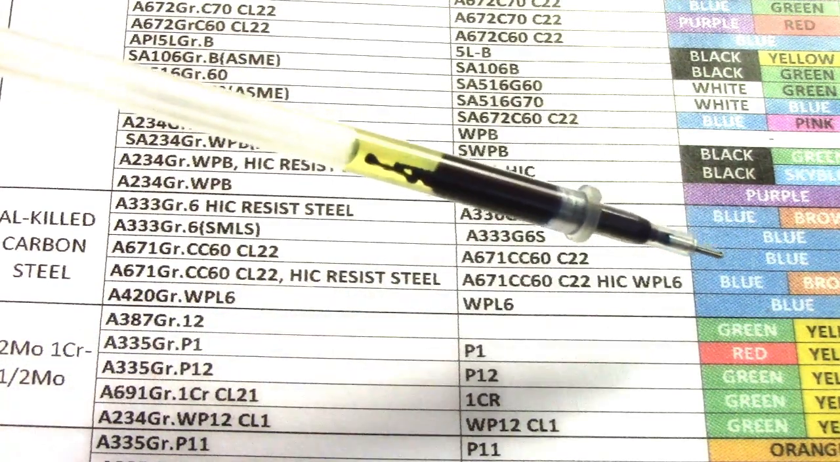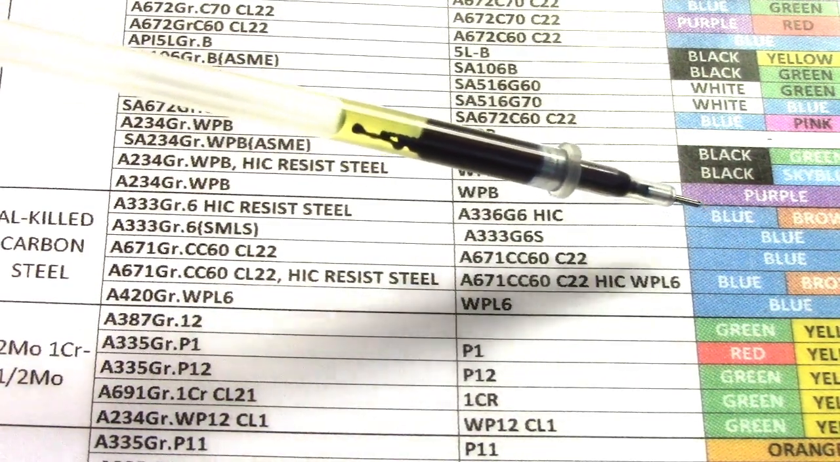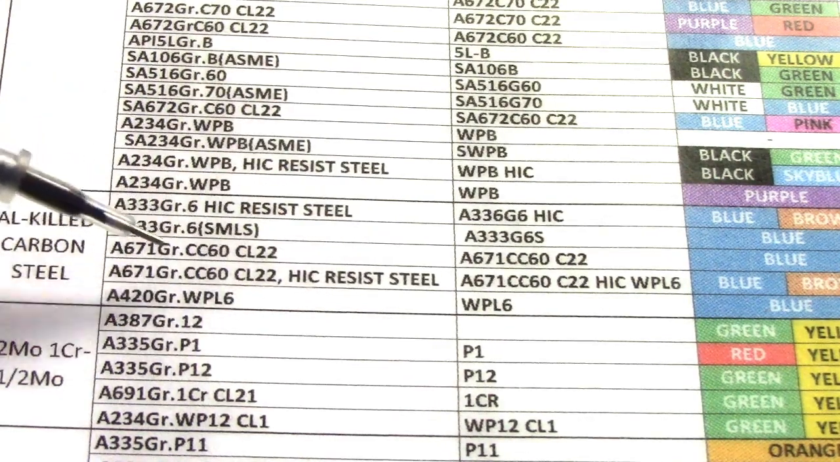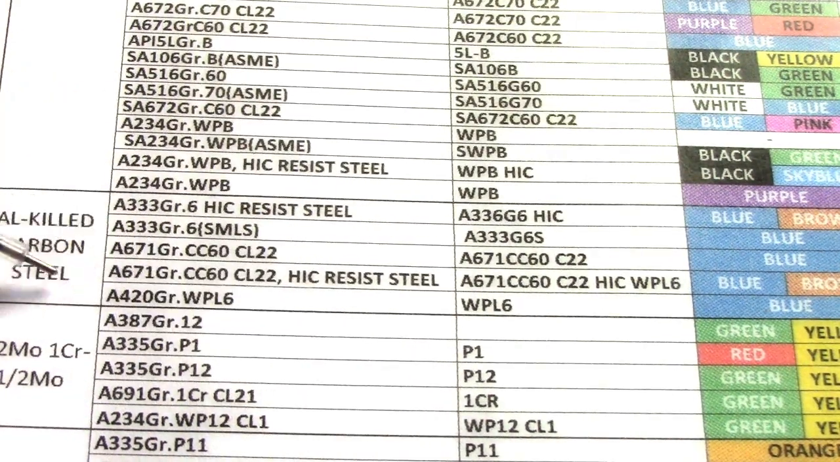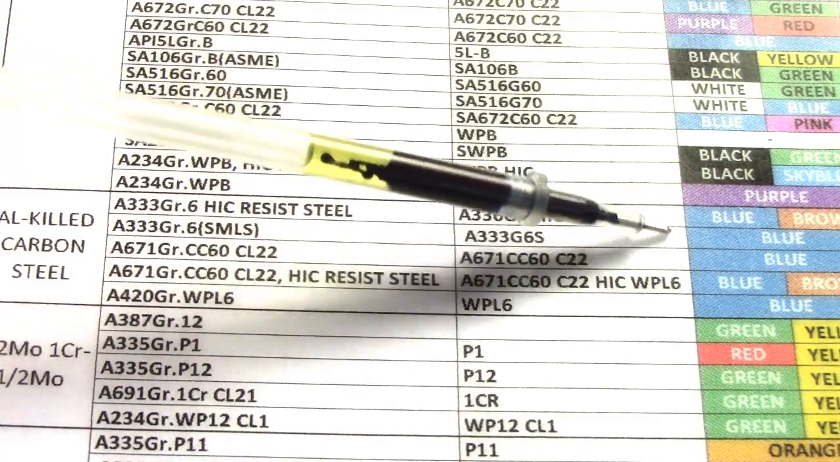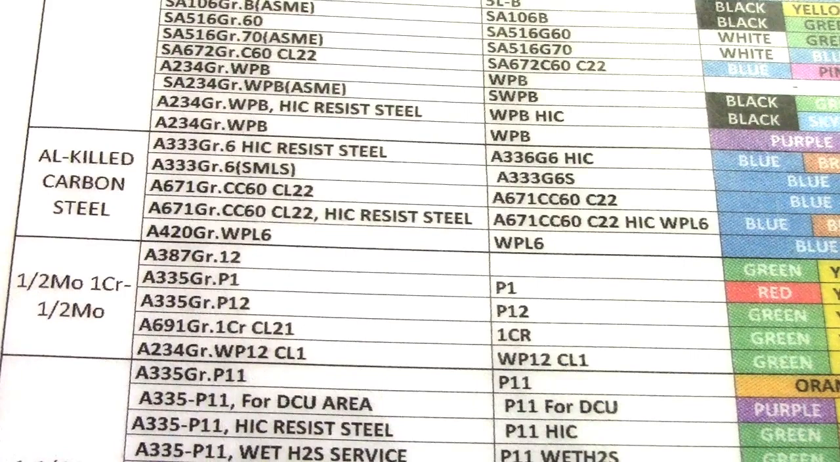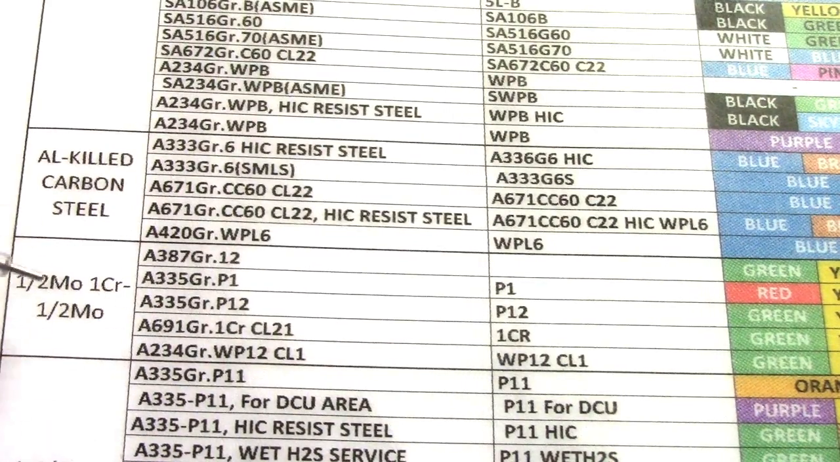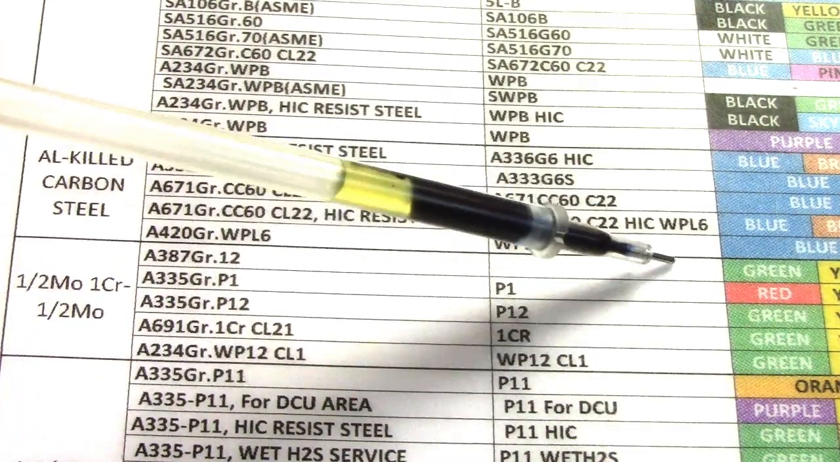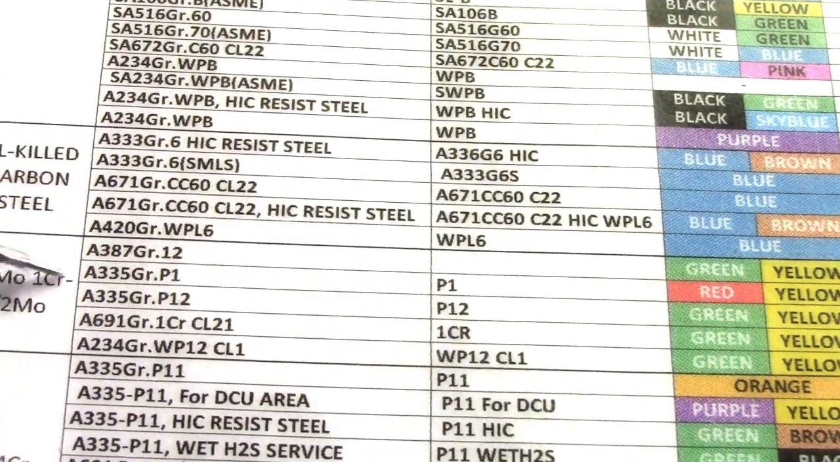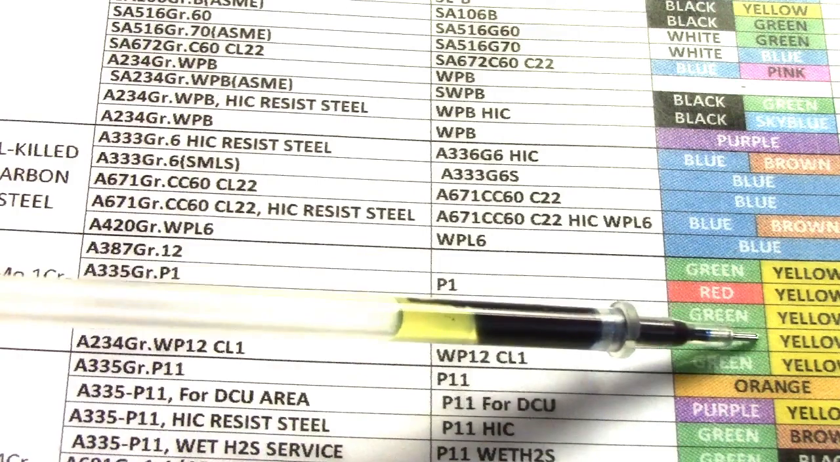They have some brown. Okay. So this is the color coding for this alloyed carbon steel, blue, all blue. So next material is 1/2 MO, 1 chrome, and this is all color coding for this alloy. Okay, yellow, green.